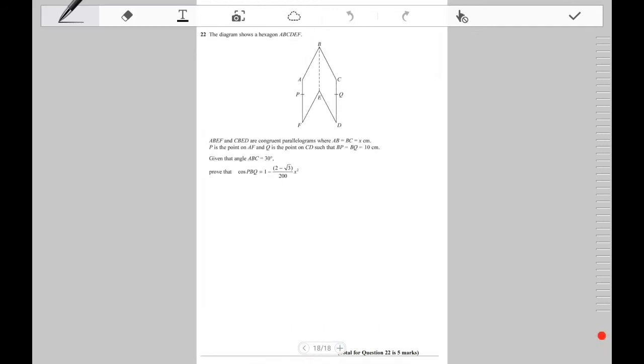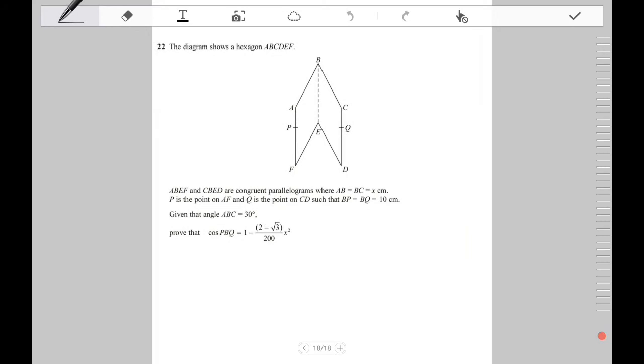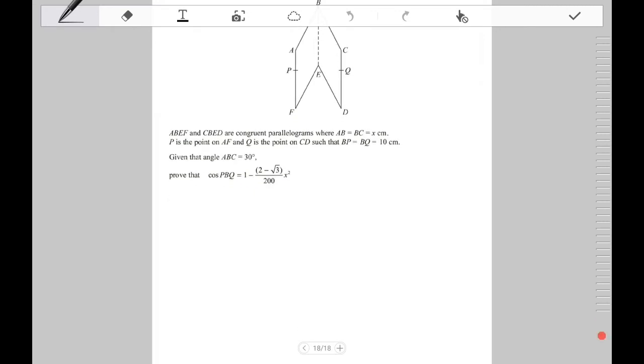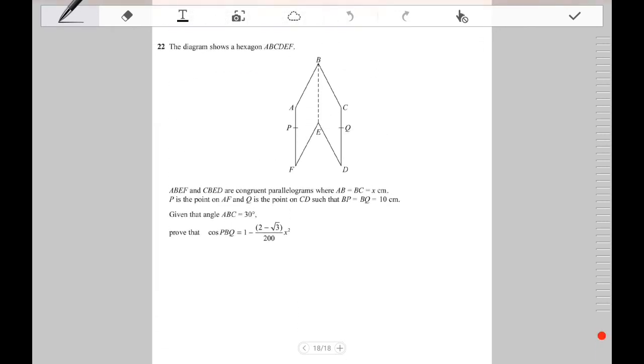Next question. It says here, the diagram shows a hexagon ABCDEF. ABEF and CBED are congruent parallelograms, where AB equals BC equals x. P is the point on AF, and Q is the point on CD, such that BP equals BQ equals 10 centimeters. Given that angle ABC equals 30 degrees, prove that cos PBQ equals 1 minus (2 minus root 3 over 200), all multiplied by x squared. This is a 5-marker. It's the last question of the paper.